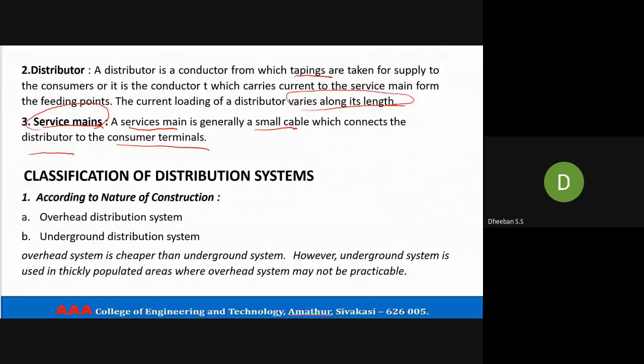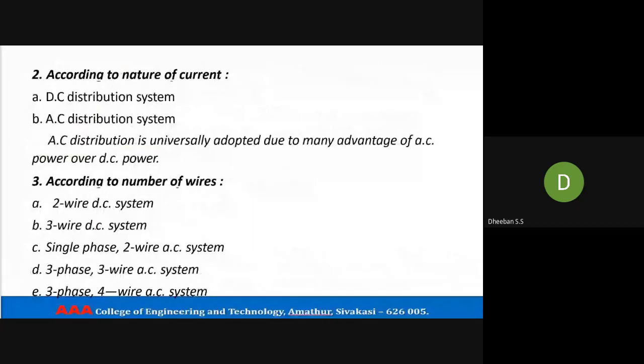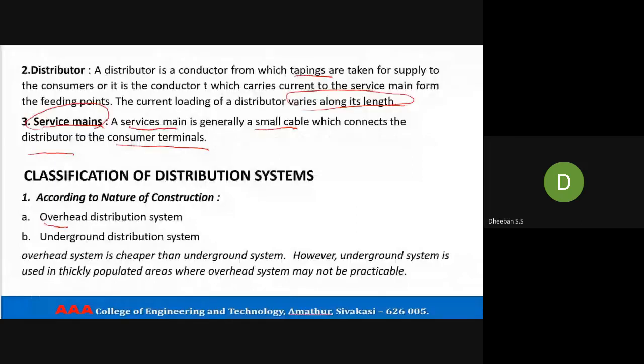Next, the classification of the distribution system. It can be classified into two types: one is the overhead line, followed by the underground. The same thing you studied in the transmission part is applicable for the distribution part also. So these are the normal classification. You can just go through it.